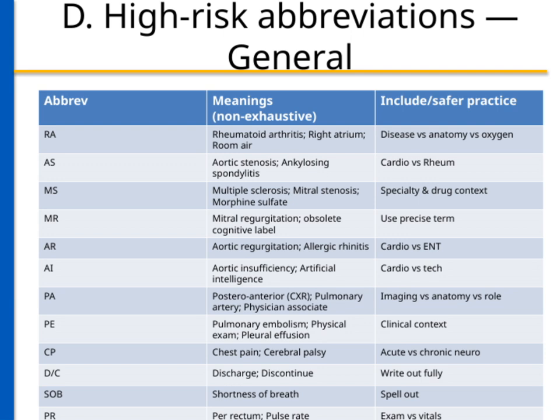DC stands for discharge or discontinue. Always write it out fully in documentation to avoid ambiguity. Finally, SOB is shortness of breath. It's best to spell it out to ensure clarity, especially in critical communication. And then, there are high-risk abbreviations in general. The key takeaway is always to consider the context carefully and opt for clarity to ensure patient safety and effective communication.